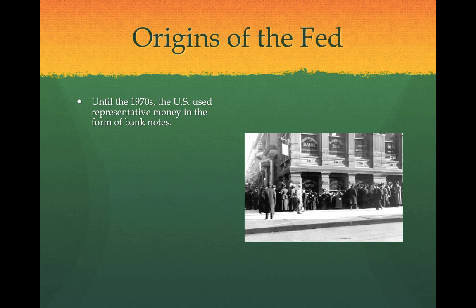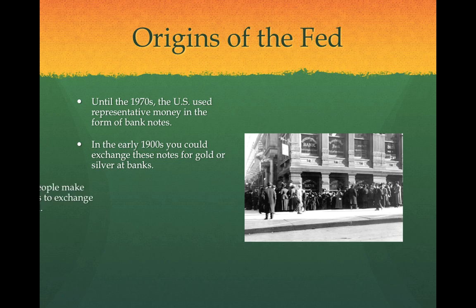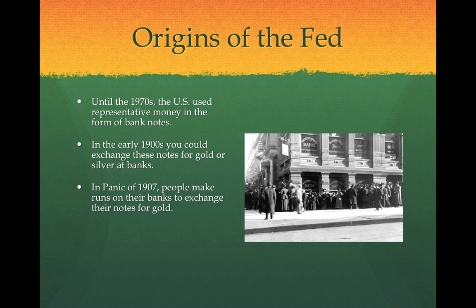Until the 1970s, the U.S. used representative money in the form of banknotes. And in the early 1900s, you could exchange these notes for gold and silver at banks. You could actually get gold and silver coinage. In the panic of 1907, a major recession, people began to make runs on their banks in order to exchange their notes for gold. And the banks, however, did not have sufficient gold on hand. And this is a problem with representative money.